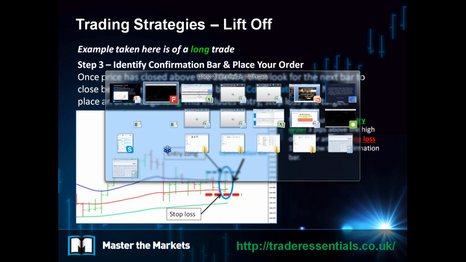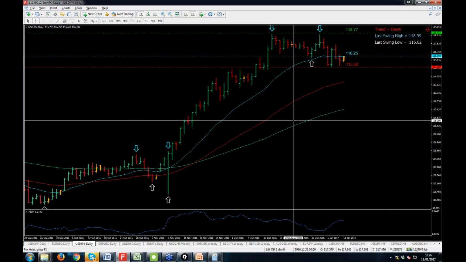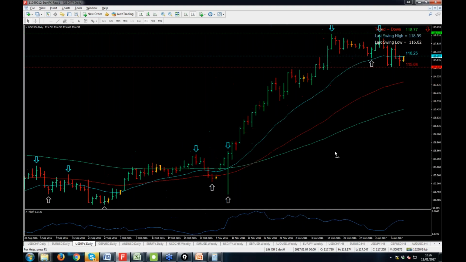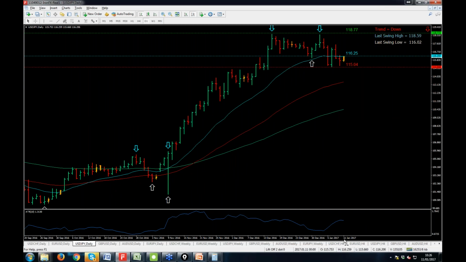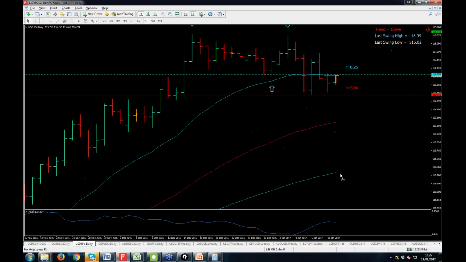Let's go over to the dollar-yen chart and have a look at how that one actually worked out. So if you look at the dollar-yen chart and you look carefully, you'll see, let's pull open my drawing tool here to make my life a little bit easier.